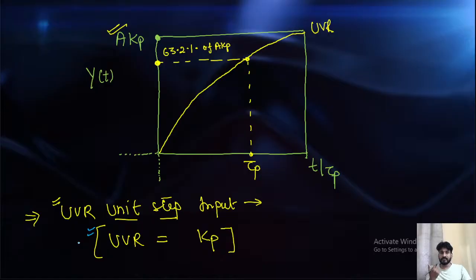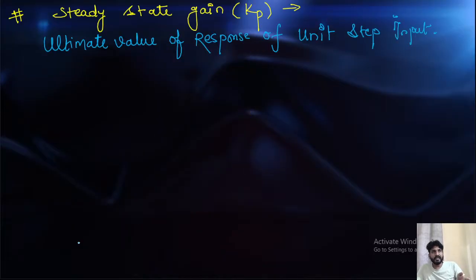Now let's try to understand the significance of the KP. Like tau p, mathematically it is 63.2% of UVR, but what is the significance? The significance is that it tells about the fastness of the system, guys. In the similar way, if you want to calculate the magnitude of the KP, then don't worry about that. Just calculate the UVR of the unit step input. You will find the numerical value of the KP. Now we'll try to understand the significance of the KP. It means that if we have the KP value for a particular system, then what can we conclude about that system, guys?